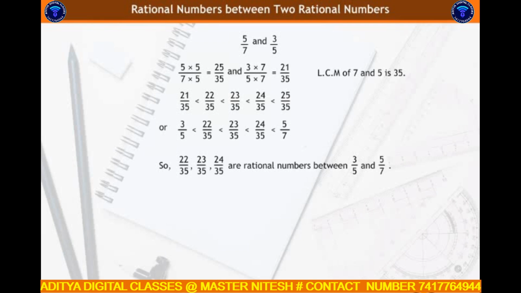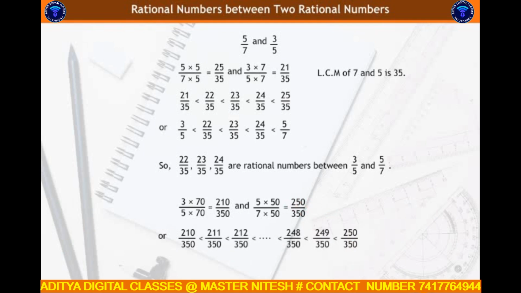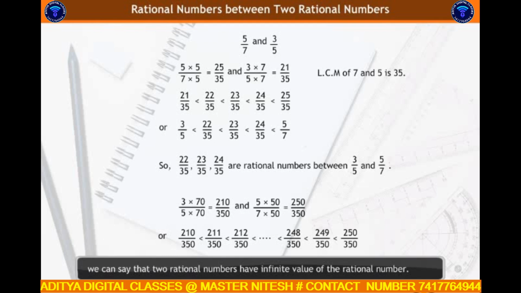We can also change 3 by 5 to 210 by 350 and 5 by 7 to 250 by 350. We can place infinite values between these rational numbers. Thus, we can say that between two rational numbers there are infinitely many rational numbers.